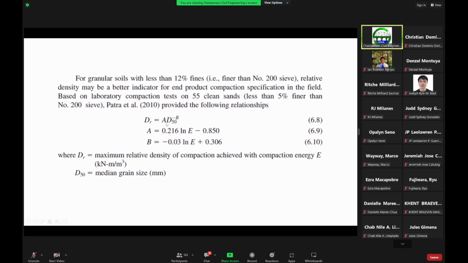Where A times D50 to the power negative B, where A and B here are given by these equations with respect to the compaction energy.